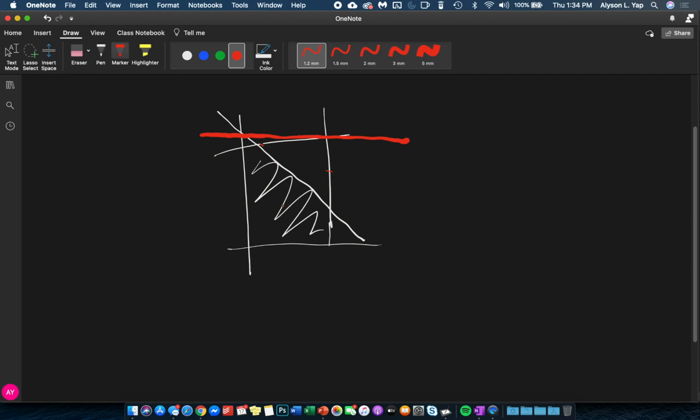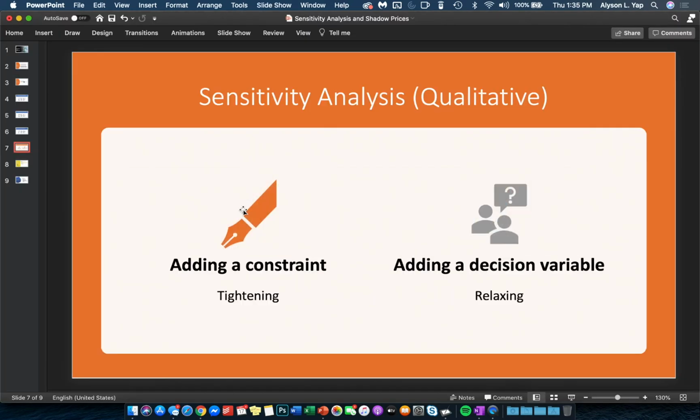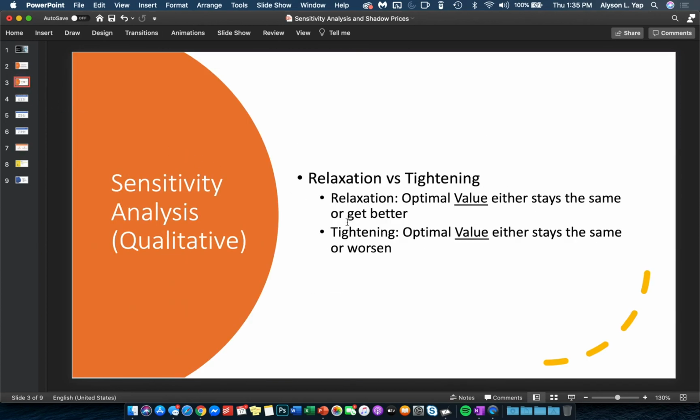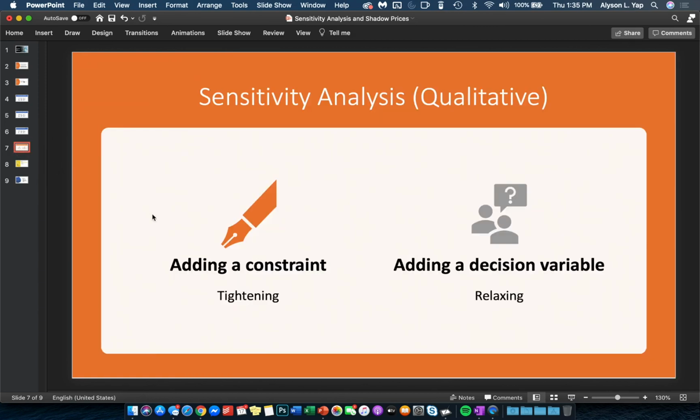And that is why adding a constraint will always be a tightening process, because if you remember, a tightening change means that your optimal value either stays the same because the additional constraint did not affect the feasible region, or your optimal value will worsen because the additional constraint affected the feasible region, and at the same time it affected the optimal solution, which means that you are forced to look for a worse solution, taking into consideration the new constraint. Okay? And that is why adding a constraint will always be tightening.